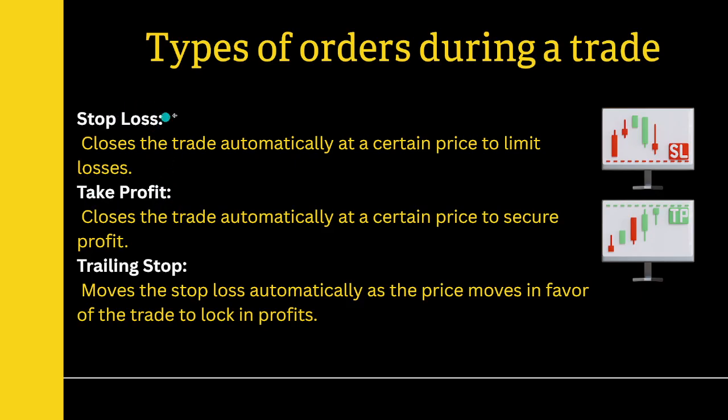The other type of order you can place during a trade is a take profit order, and it has the same importance as a stop loss, but the stop loss is the number one. Number two is the take profit, and this is basically how you pay yourself in trading. You use this order to take profit, and it's an order that closes the trade automatically at a certain price to secure profit.